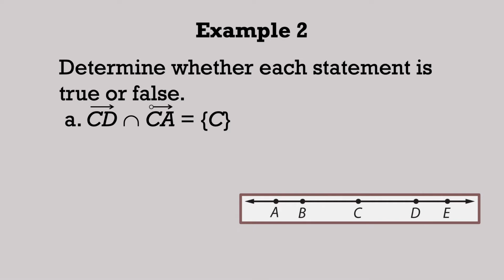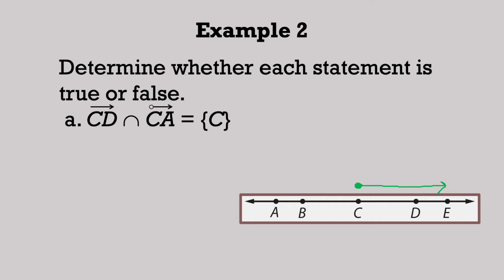So here's our first example. It says determine whether each statement is true or false. So I recommend drawing this out as much as possible. Doing this in your head will not work out in your favor. So please draw it out. The first one is a ray, CD. So I'm going to start at C. It is a closed circle. And I'm going to draw a line in the direction of D.